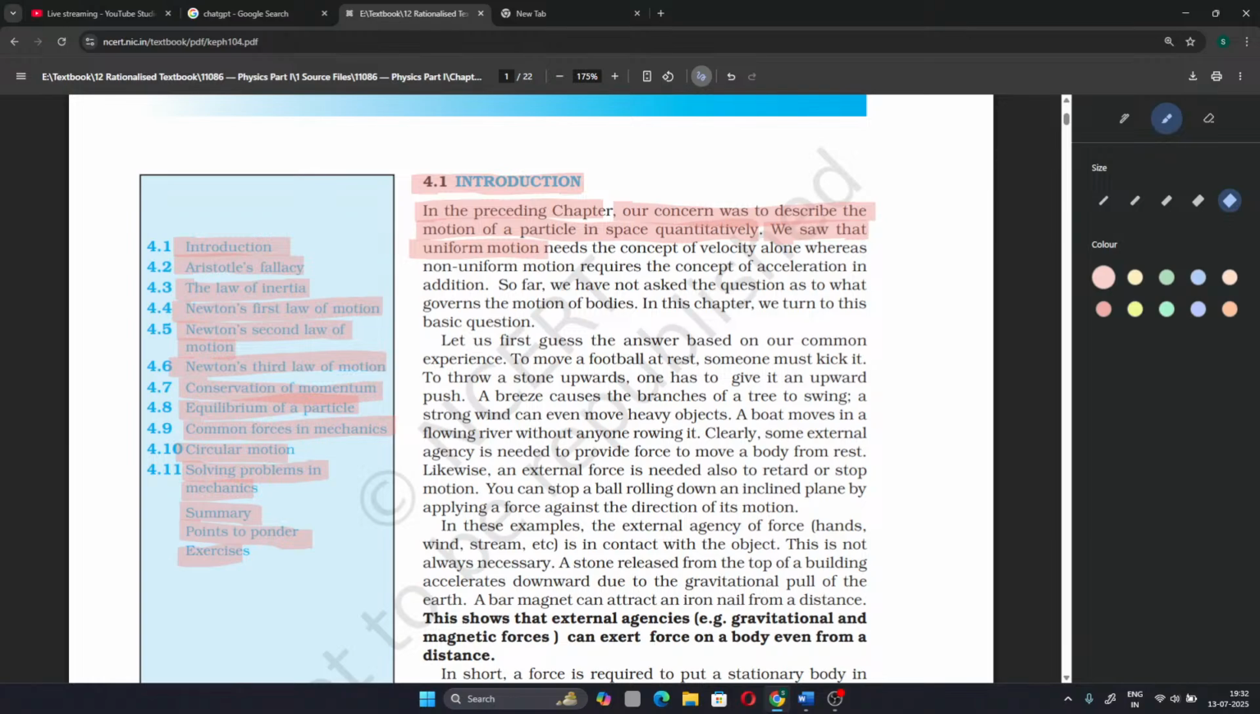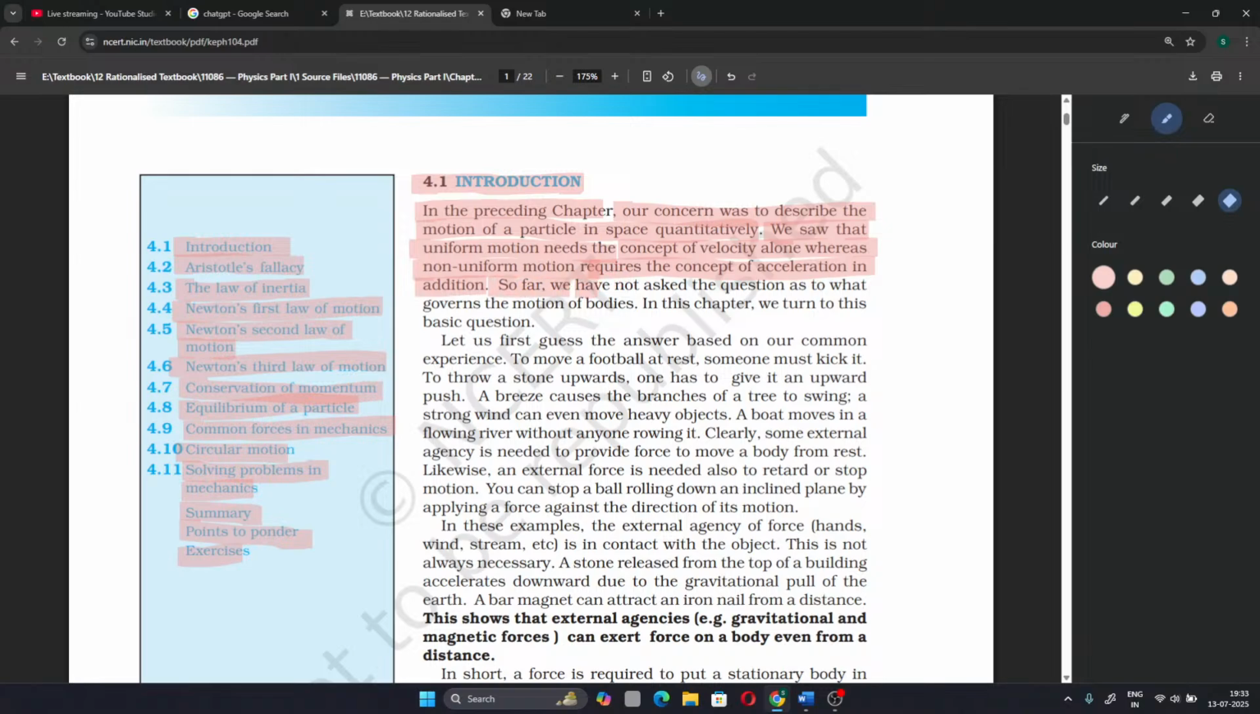We saw that uniform motion needs the concept of velocity alone, whereas non-uniform motion requires the concept of acceleration in addition. Basically, we have uniform and non-uniform motion. In uniform motion, we have speed and velocity. But in case of non-uniform motion, we need to define varying speed or varying velocity. So we brought a new concept called acceleration: how much speed or velocity is increasing per unit time, or how much it is decreasing per unit time. That is what we call acceleration. It is the second concept introduced, in non-uniform motion.